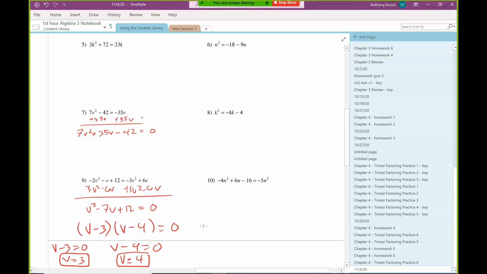Then if I look here, the coefficients, 7, 35, and 42, those all contain a greatest common factor of 7. So I'm going to start by factoring a 7 off. And that's really nice because it now turns this into a shortcut problem. I just need to find the two numbers that multiply to give me negative 6 and add to give me positive 5. Well, that would be positive 6 and negative 1.